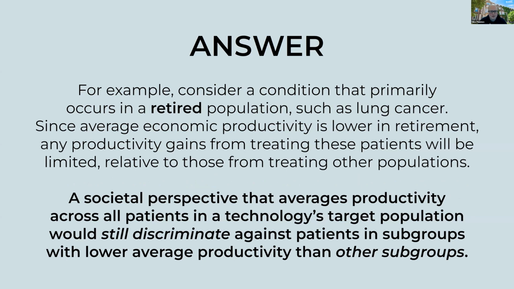So for example, consider a condition that primarily occurs in a retired population, such as lung cancer. Since average economic productivity is lower in retirement, any productivity gains from treating these patients will be limited relative to those from treating other populations, such as working age individuals. A societal perspective that averages productivity across all patients in a technology's target population would still discriminate against patients in subgroups with lower average productivity than other subgroups. So just aggregating to the level of the target population is not sufficient. There would still be discrimination.